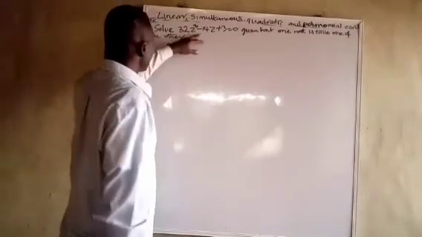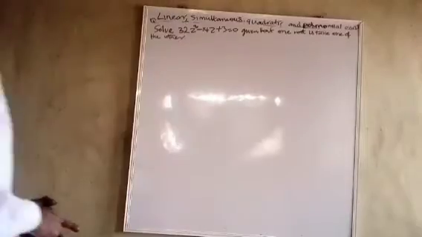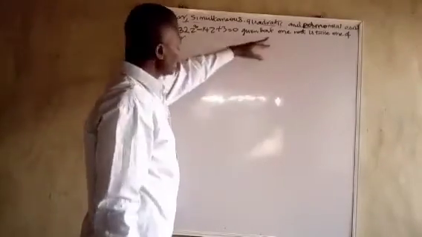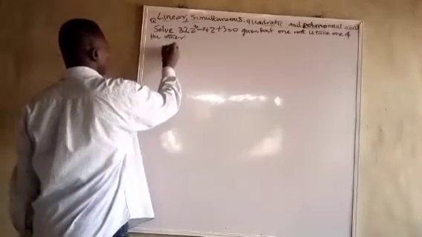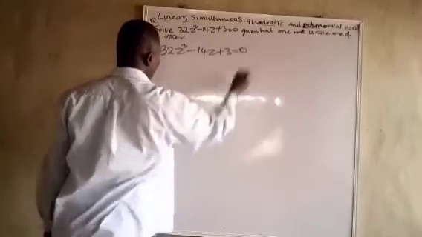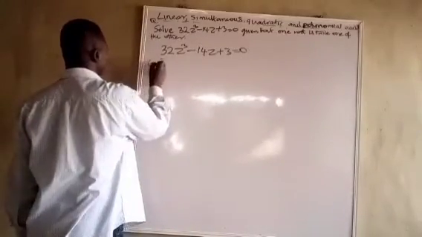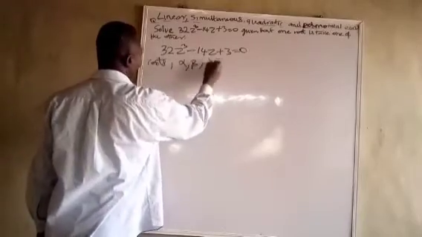Solve 32z cubed minus 14z plus 3 equals 0, given that one root is twice one of the other. Now let's arrange it like this. We have 32z cubed minus 14z plus 3 equals 0, and we have the roots as alpha, beta, and gamma.